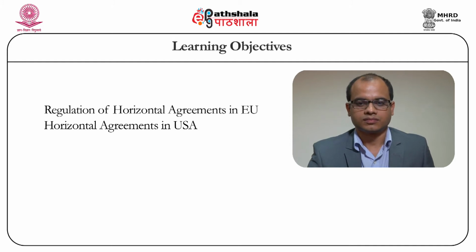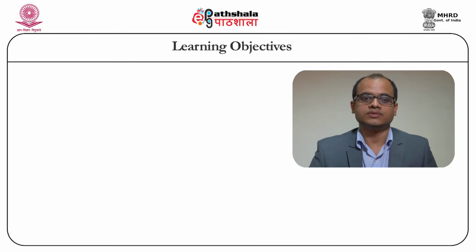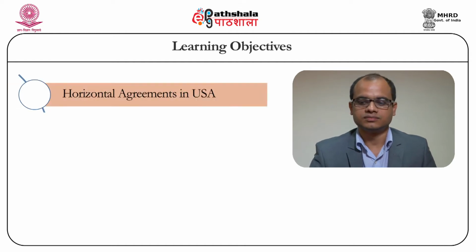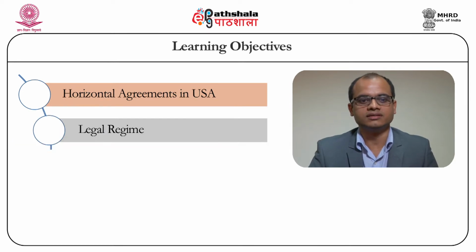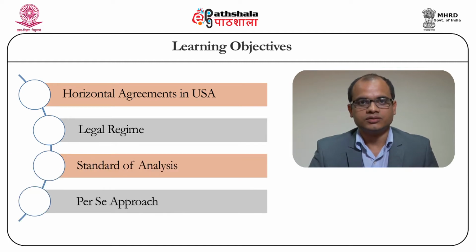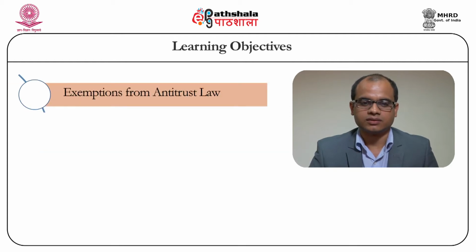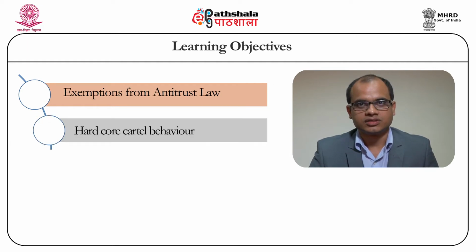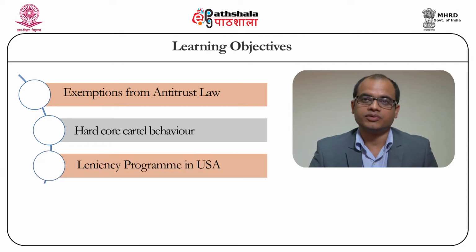USA is one of the oldest jurisdictions. First of all, we will deal with the horizontal agreements in USA. We will talk about the legal regime. We will talk about the standard of analysis. We will talk about the per se and rule of reason approach, and what exemptions are given in the antitrust law. And we will also talk about how horizontal agreements, which are known as cartels, are given prominence, and what the various leniency programs are which have been developed in USA to fight and detect cartels.